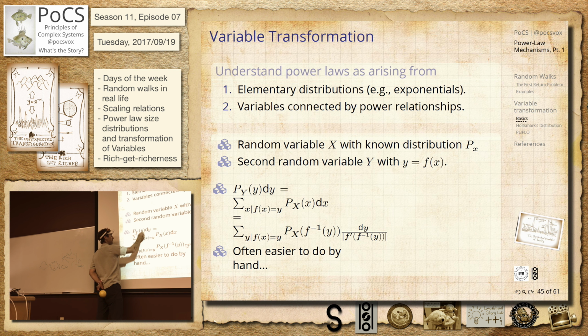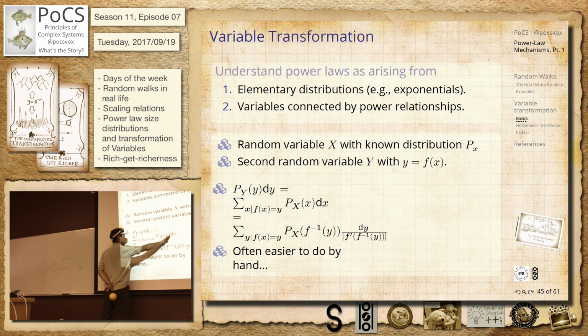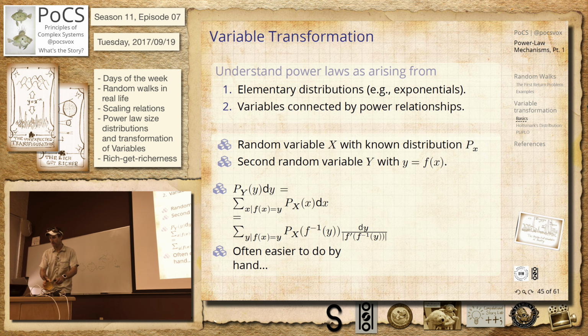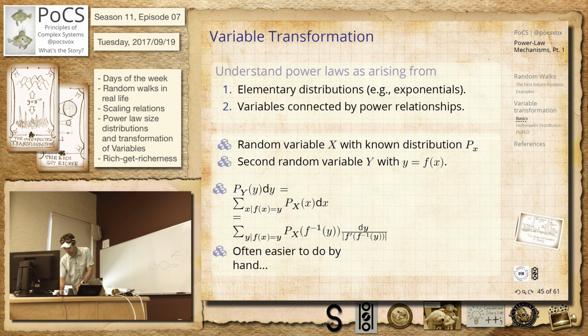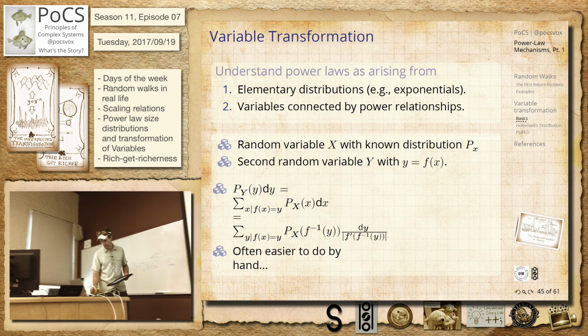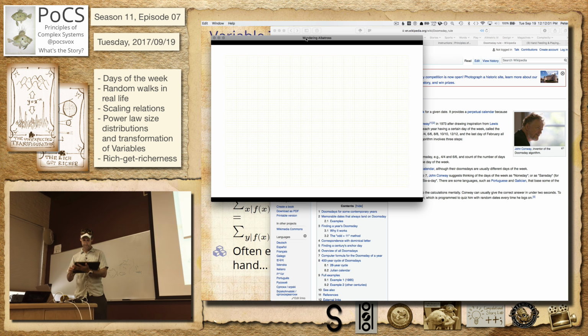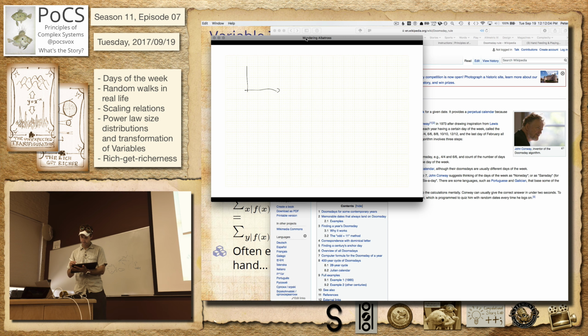We're going to say that the probability of y, dy, so the probability that y takes on the value y, is such that x has to take on any of the values that would be mapped to y, right? So that's this kind of story. Right, so we have this relationship between them.